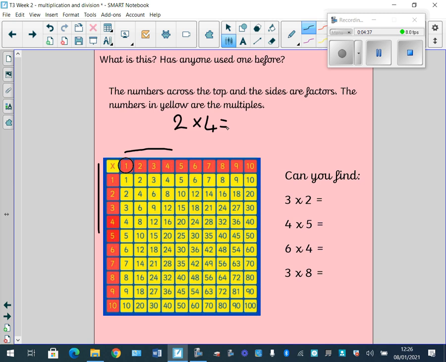So I'm going to go across the top here, and I'm going to look at 2. So that's that side done. And then I'm going to jump down 4 times. I'm going to go 1, 2, 3, and 4. If I look at this side, I've got 4 times 2 equals, we draw a line there, a line here, 8. So 4 times 2 equals 8. Okay, see if you can find some of these questions on the grid. Go along the top first and then go down the sides, or go down the side first and then across the top.